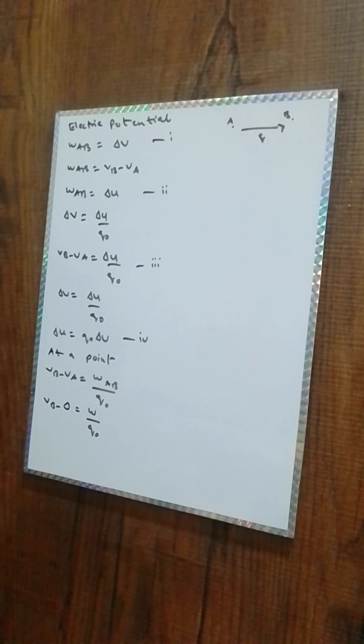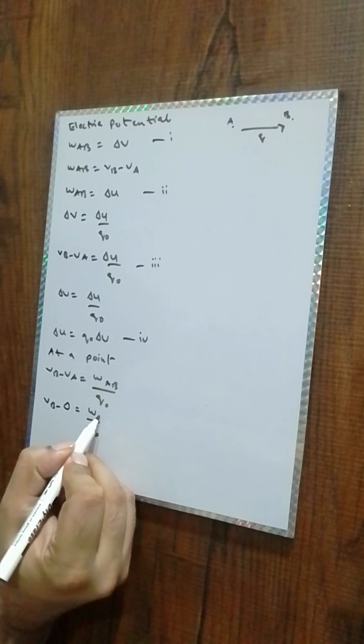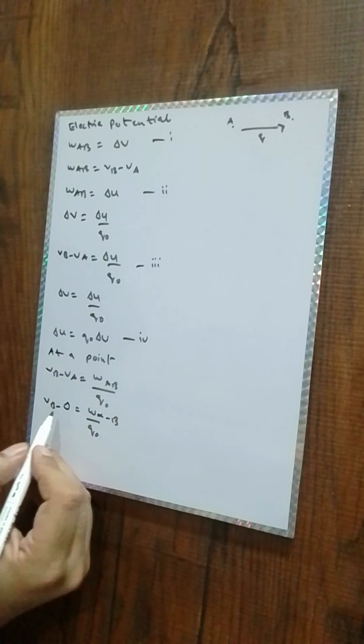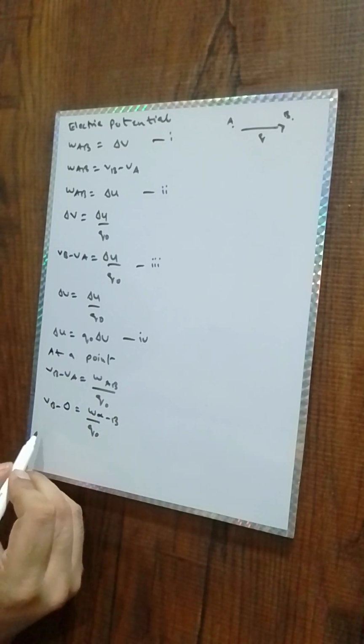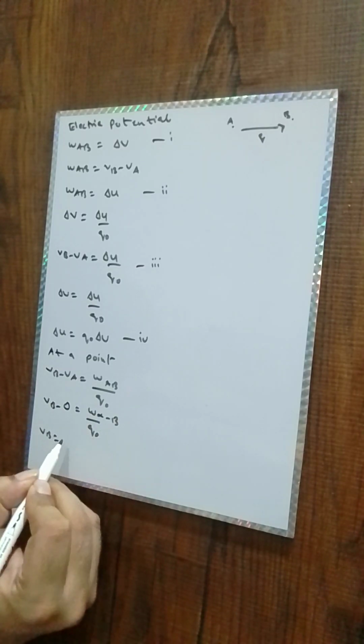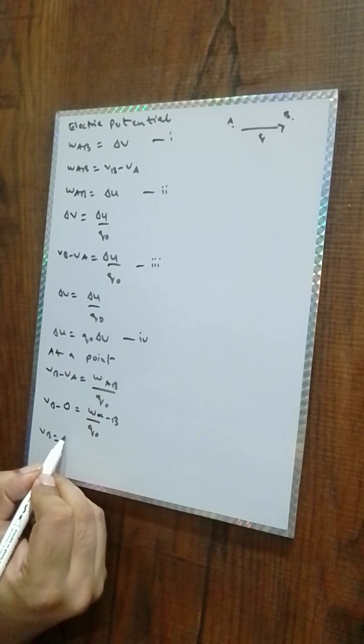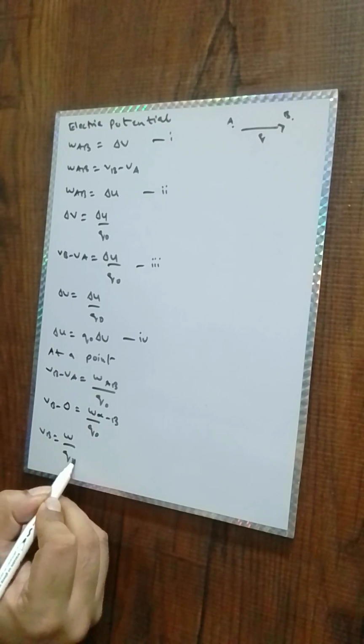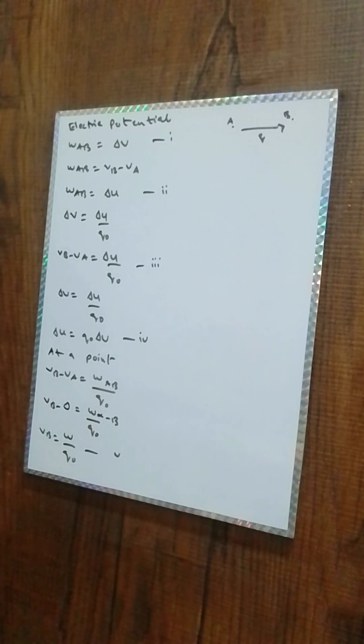Work done from A to B in this case becomes work from infinity to B. So we get VB, the potential at that point, is equal to work by Q naught. So this becomes another form, and this time we call it V, not VB, because at A there is no charge and no potential since it's infinity.